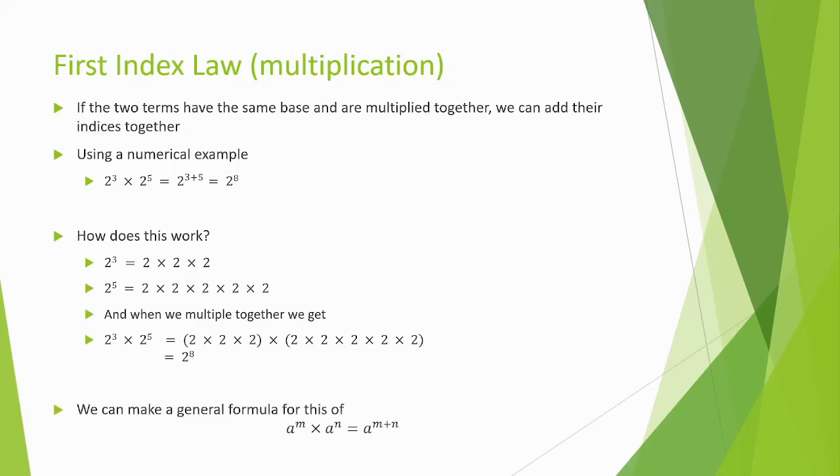So this gives us a general formula of a to the power of m multiplied by a to the power of n is a to the power of m plus n. And this works for any value of a as long as it's not 0.